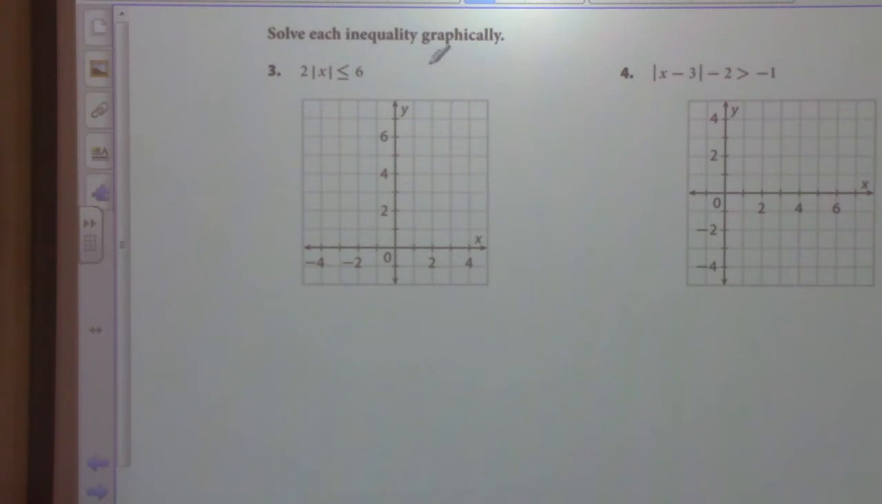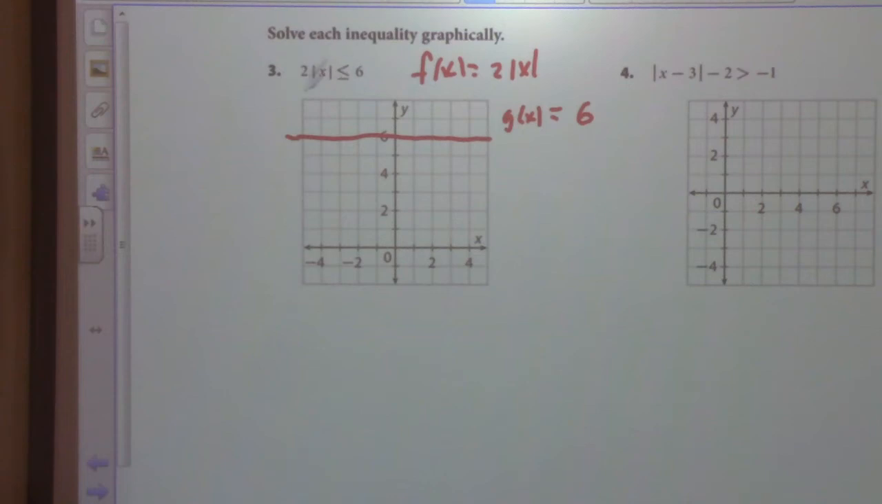So if we set one side, f of x equals 2 absolute value of x, and g of x is equal to 6, we can graph both of these and then analyze where the graph of this function is less than or equal to the graph of that 6 function, right? The 6 is pretty simple, so this is what our 6 looks like.